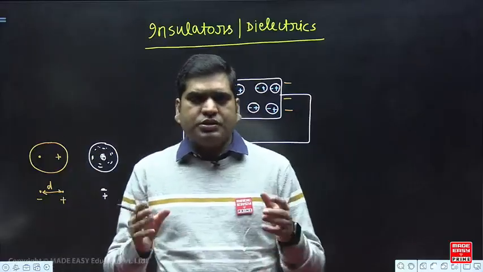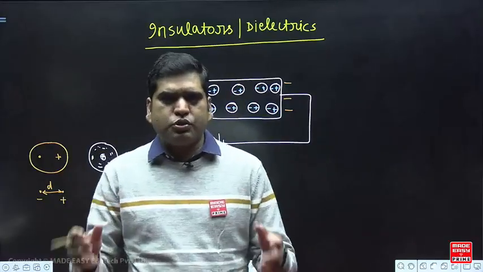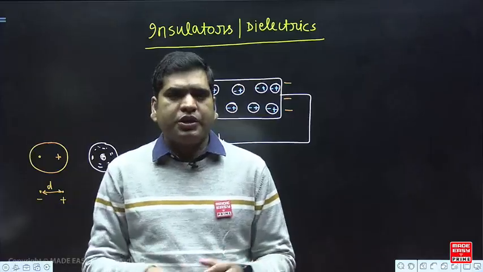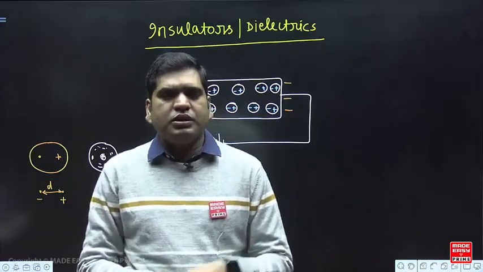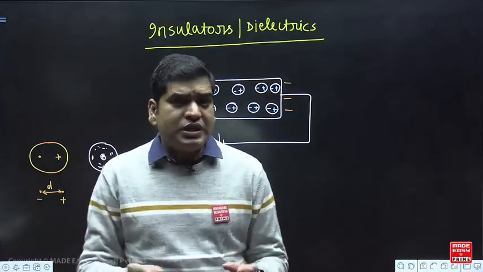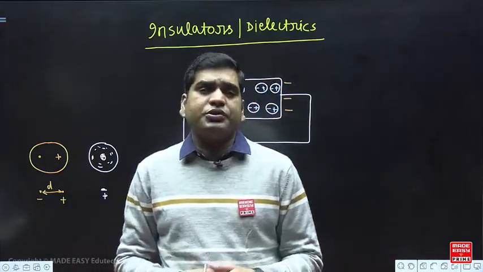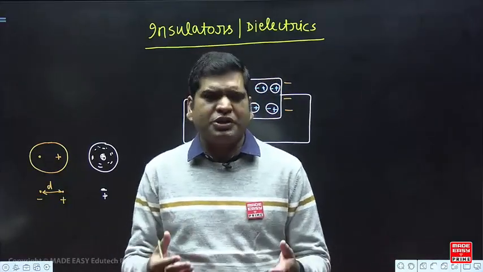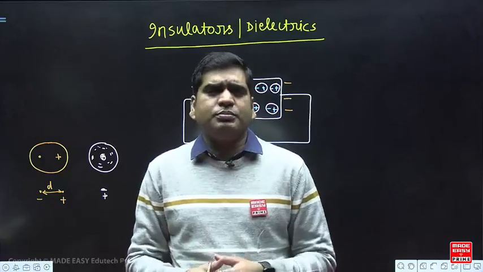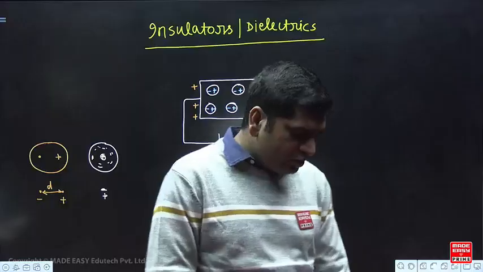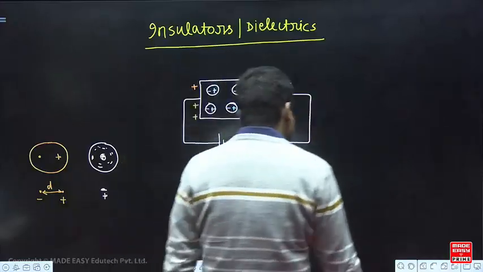Dipole means, di means two, pole means ends. So, two different ends, one is positive and another is negative. And this phenomenon of creation of a dipole is known as polarization. So, these materials which are non-conducting, under the influence of an electric field, meaning voltage, will become polarized. This polarization is very useful for us.